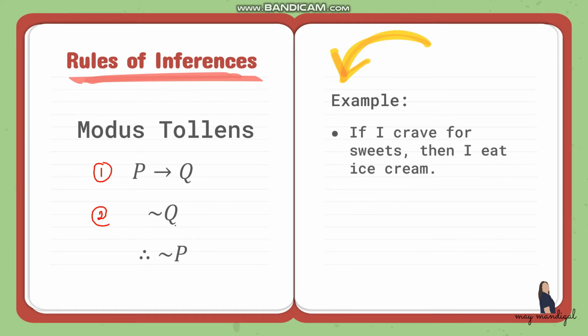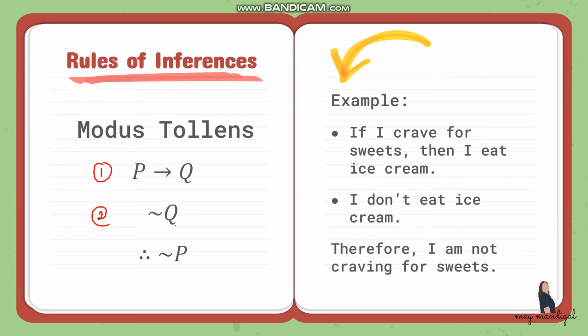Example: if I crave for sweets, then I eat ice cream. So this is in the form of if P, then Q. I don't eat ice cream. So if I don't eat ice cream, that means I am not craving for sweets. So that will be our conclusion.